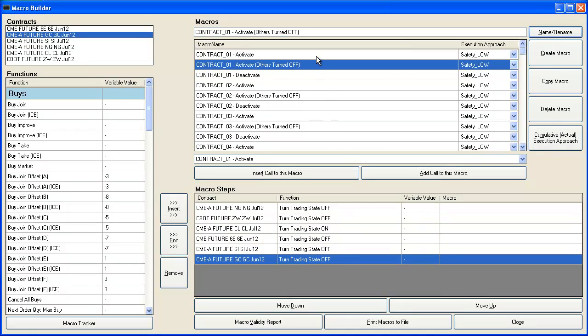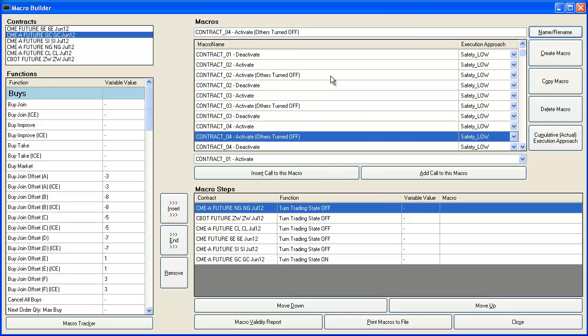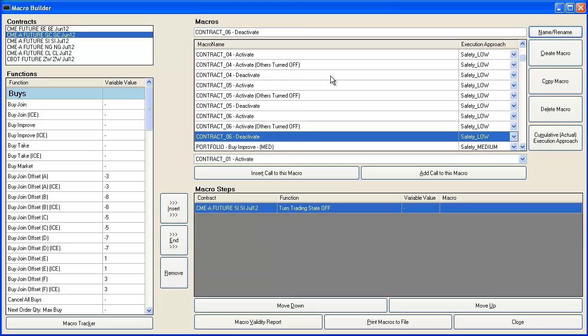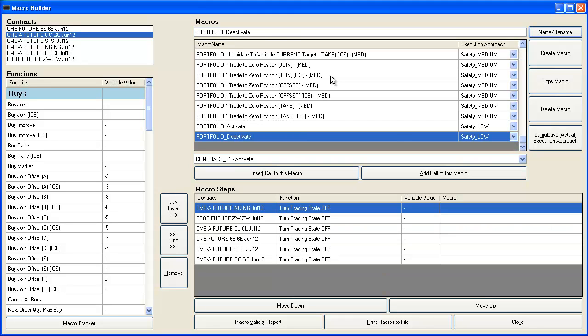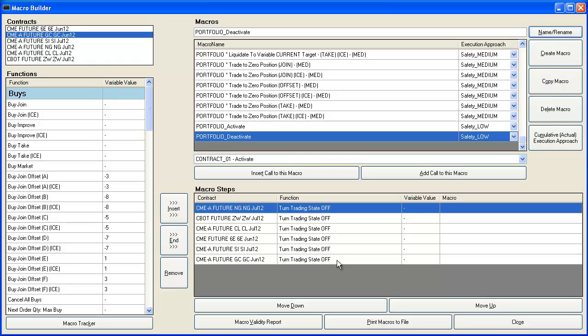Now this same macro structure is used for the other 5 contracts in the workspace. If we skip to the end of the macro list, we see that there is a portfolio activate macro. This turns on the trading state for all 6 contracts. And then if we look at the deactivate macro, it turns off the trading state for all 6 contracts. So essentially, using these different macros, you're able to control trading state for all 6 contracts.